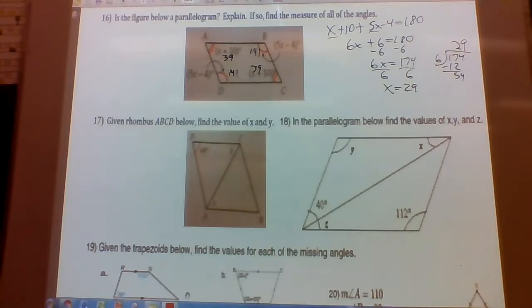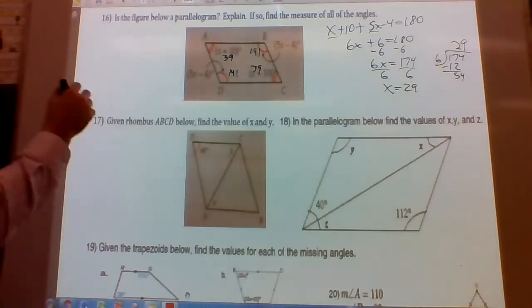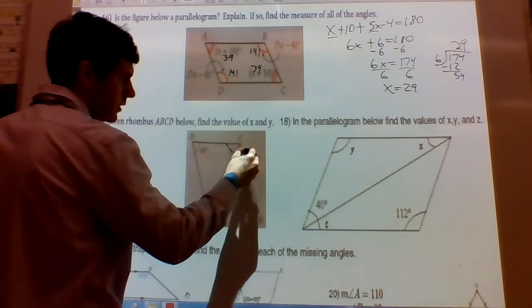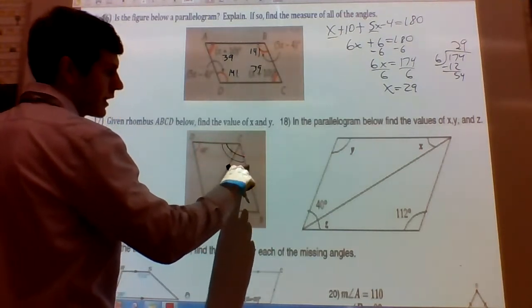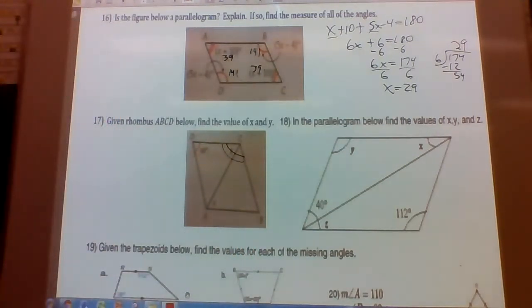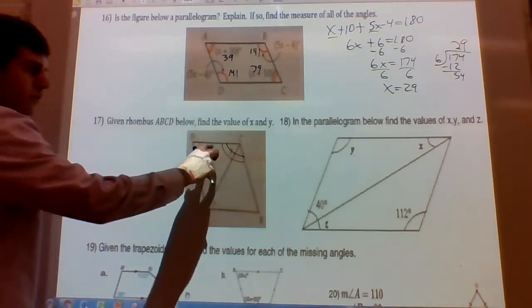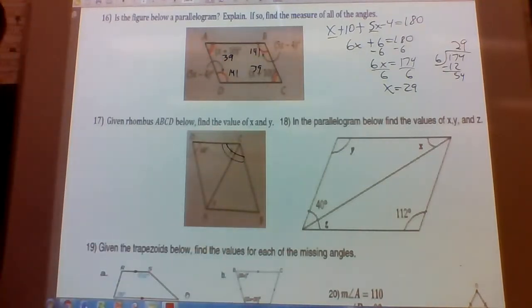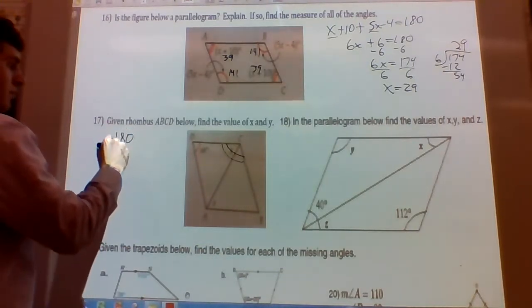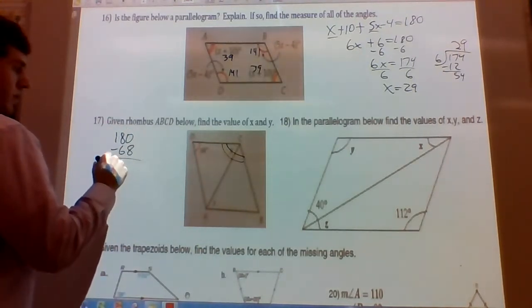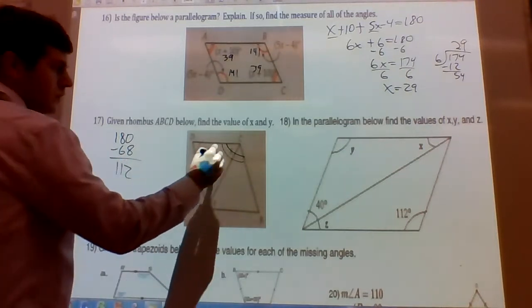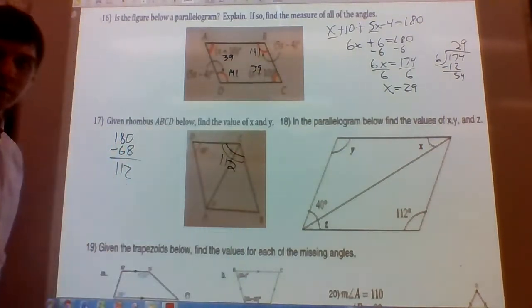Okay, number 17: given the rhombus below ABCD, find the value of x and y. So we have a rhombus. We know a rhombus is a parallelogram. We know in parallelograms, consecutive angles are supplementary. So this whole thing has to add up to 180. So if we do 180 minus 68, we're going to get 112. So we know this whole thing has to be 112.